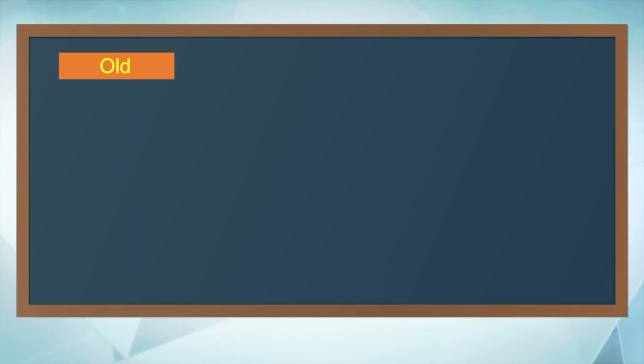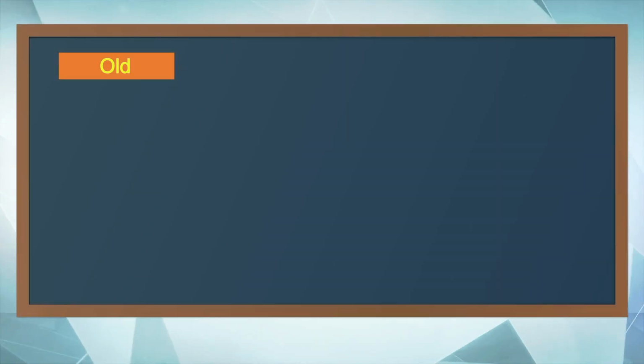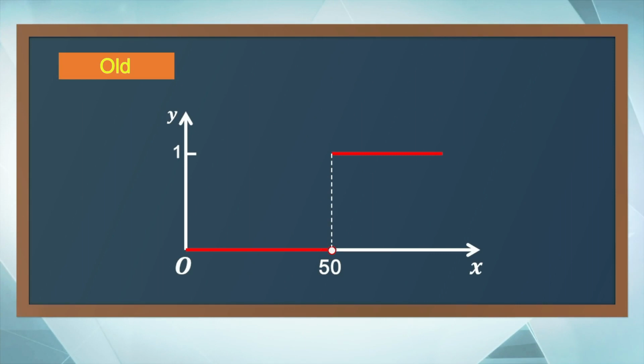Old people are the collection of people who are old. In the classical set theory, there exists a crisp boundary to indicate whether or not a person is in this set. Let's say 50. If you are 49 years old, you are not old. You don't belong to the set old people. And if you are 50 years old, oh, you are old. You belong to the set old people. I don't like that.